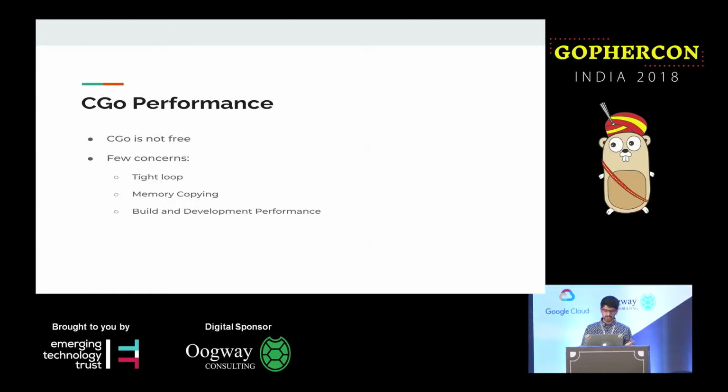You also need to think about memory copying, and sometimes the solution could be moving more logic to the C layer so that you avoid copying memory frequently. Also, this will hamper build and developer performance, because every time you build code, you call the C compiler, and although the Go compiler itself is really fast, C compilers may not be fast. They try to optimize and do a lot of things. So that's another important thing.